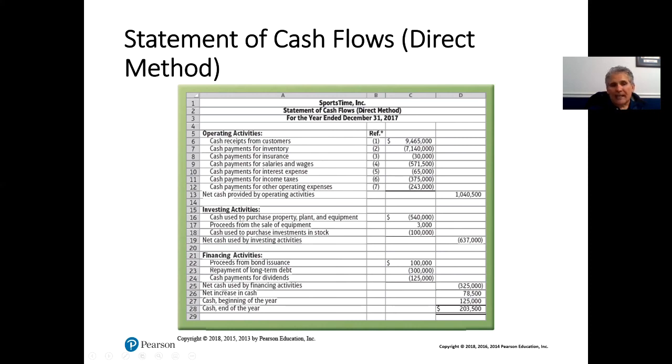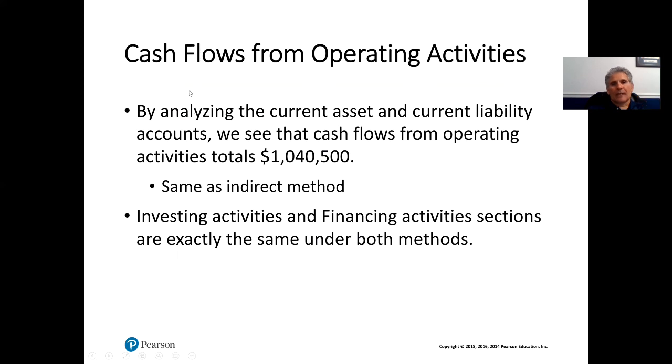You'll notice the investing activities and financing activities, they're the same. They haven't changed at all. They remain the same. Everything else remains the same. Okay, just to go back one slide, by analyzing the current assets and current liabilities accounts, we see that cash flows from operating activities totals $1,040,500, which was the same as the indirect method. And investing activities and financing activities sections are exactly the same under both methods.